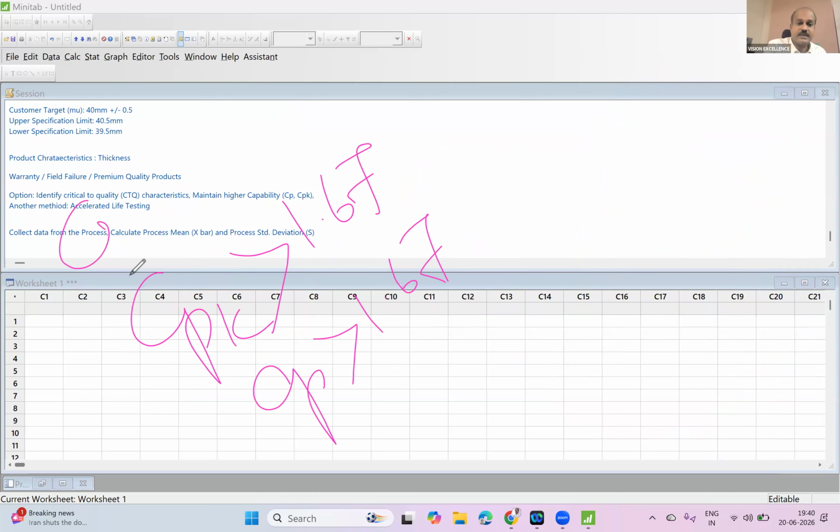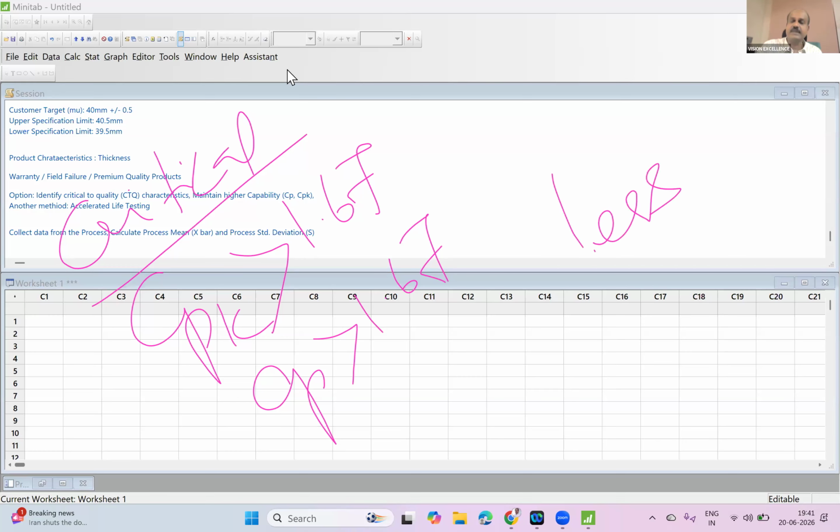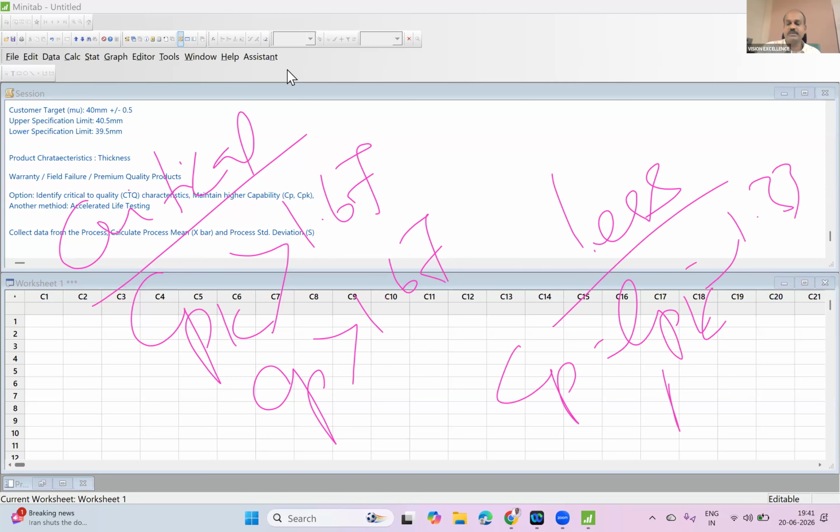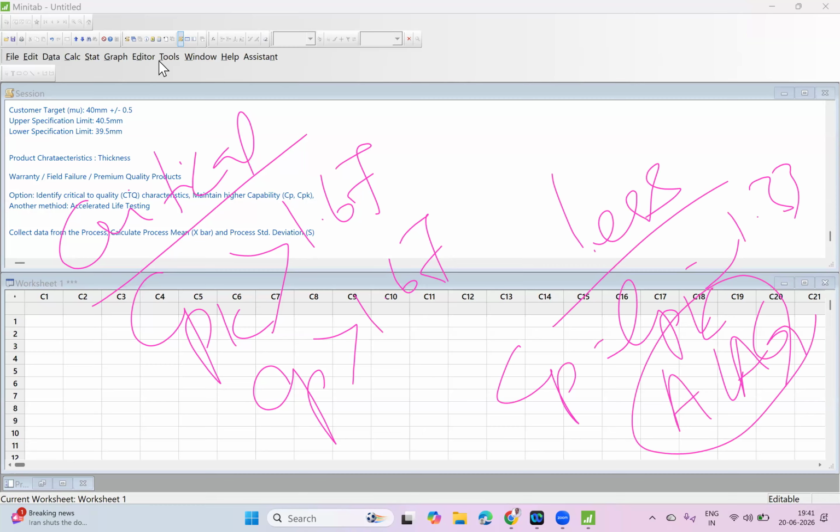If the characteristic you deal with is highly critical. If it is less critical, then CP and CPK can be 1.33. Do you understand, all of you? And who gave this guideline? AIAG. What is AIAG? Automotive Industry Action Group. Very good.